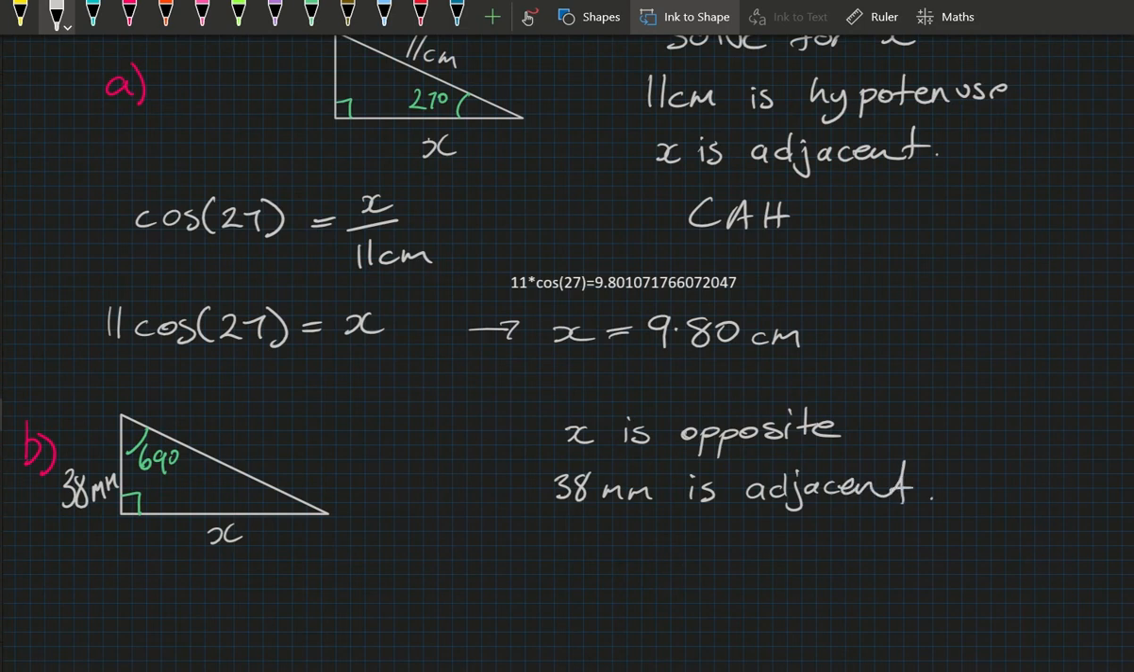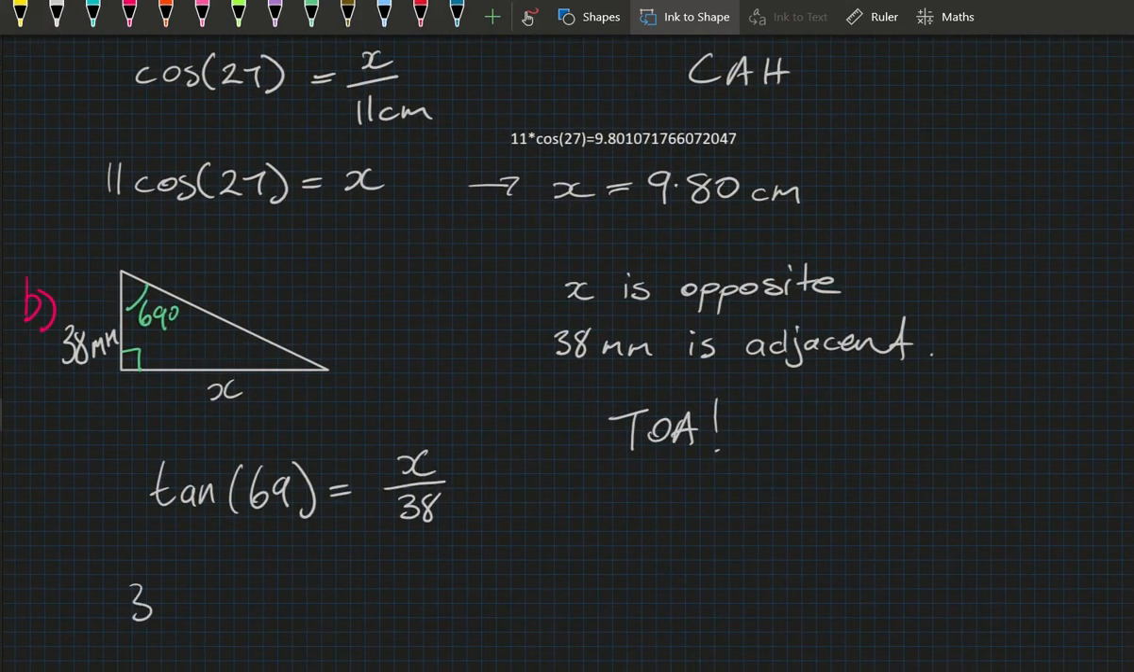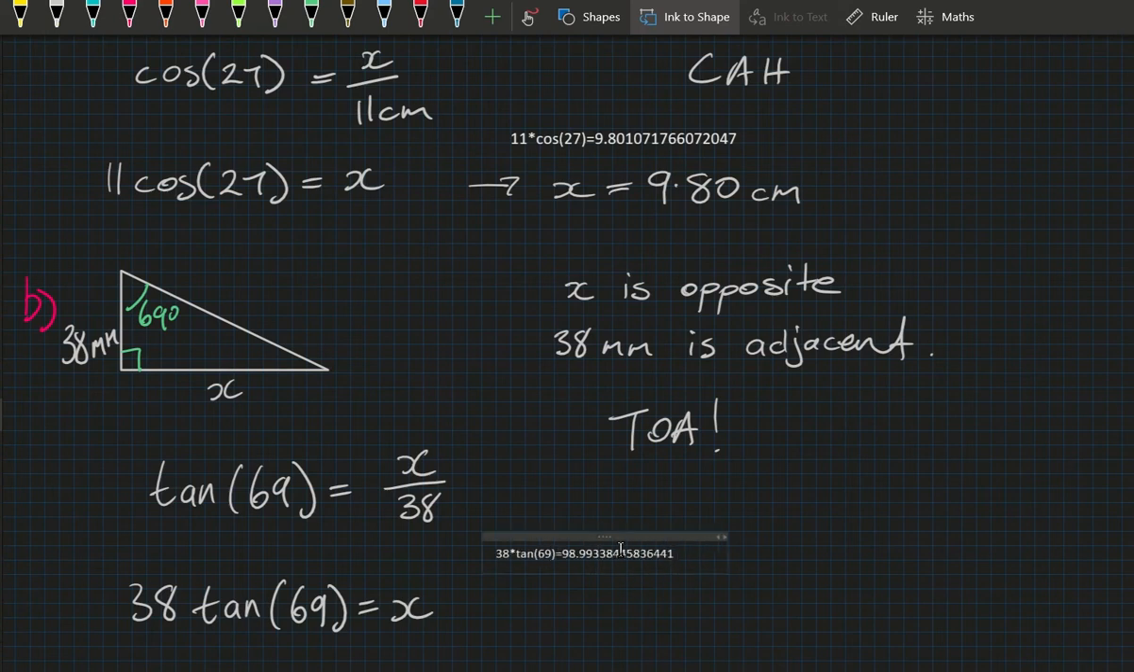Now because we've got opposite and adjacent here, from SOHCAHTOA we use TOA. So that means that tan of 69 is equal to the opposite, which is x, over 38. And multiplying both sides by 38, we end up with 38 times tan of 69 equals x. Once again, this is a calculator problem. And rounding that off to 2 decimal places, we get x is equal to 98.99.